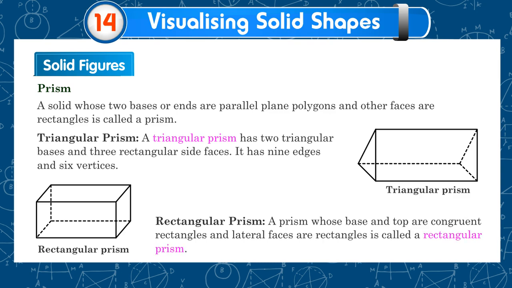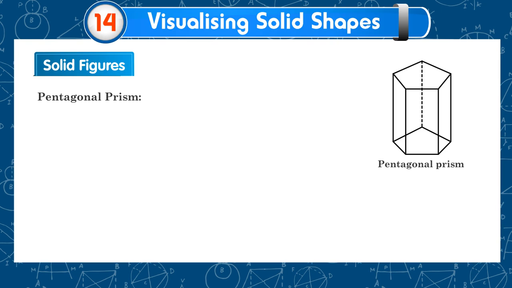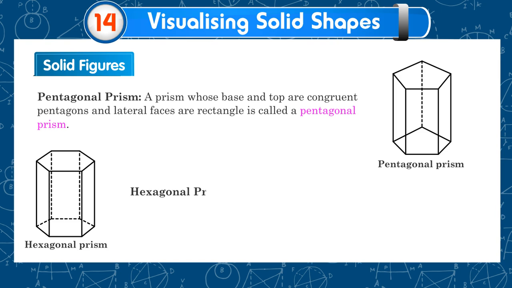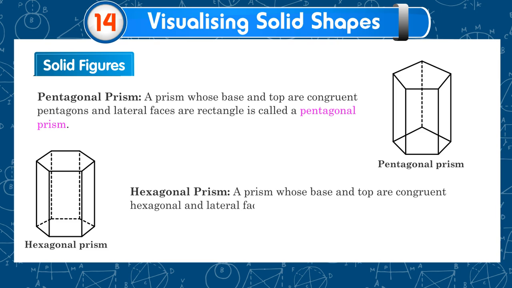Pentagonal prism. A prism whose base and top are congruent pentagons and lateral faces are rectangles is called a pentagonal prism. Hexagonal prism. A prism whose base and top are congruent hexagons and lateral faces are rectangles is called a hexagonal prism.